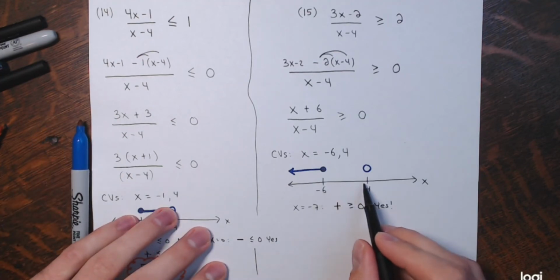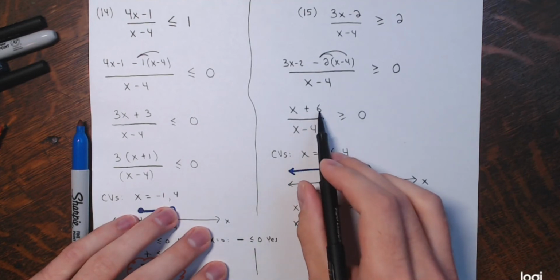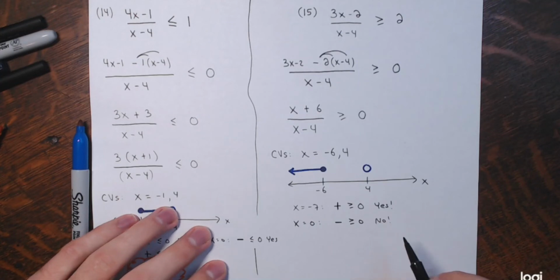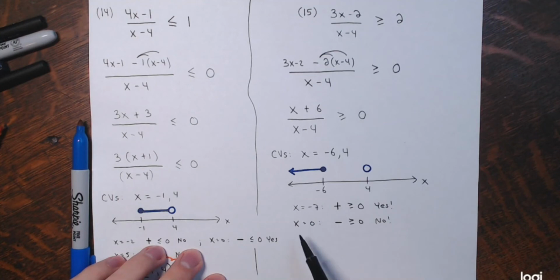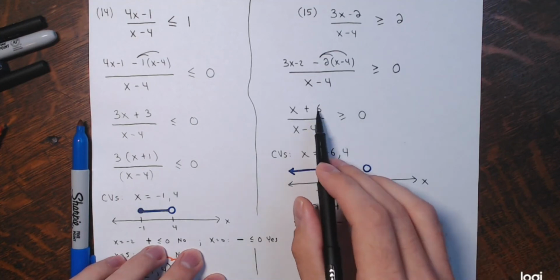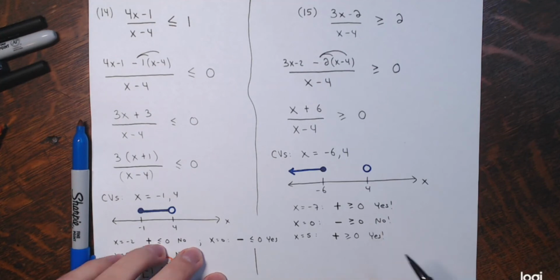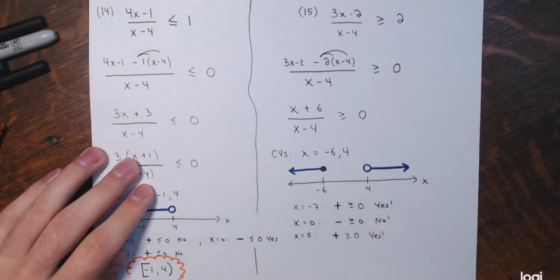Between negative 6 and 4, I'll test 0. You have a positive numerator, negative denominator, so I have a negative number on the left, and is that greater than or equal to 0? No. So I leave that interval blank. Then to the right of 4, how about x equals 5? Plug it in, you've got a positive numerator, positive denominator on the left, so a positive number is greater than or equal to 0 on the right. That is true. So I do have solutions to the right of 4, and I'll indicate that in my drawing.